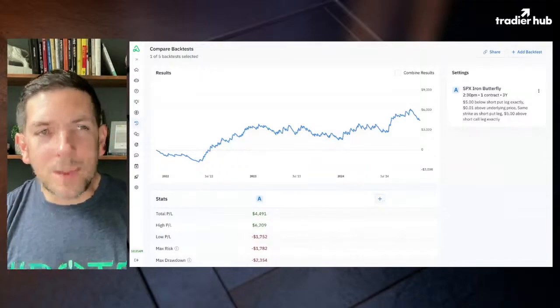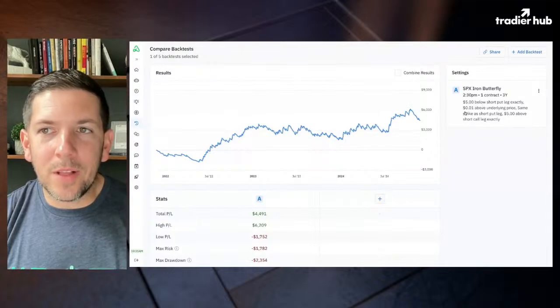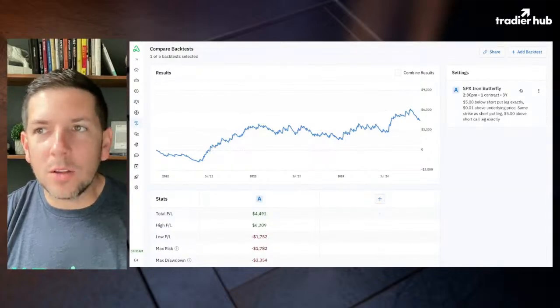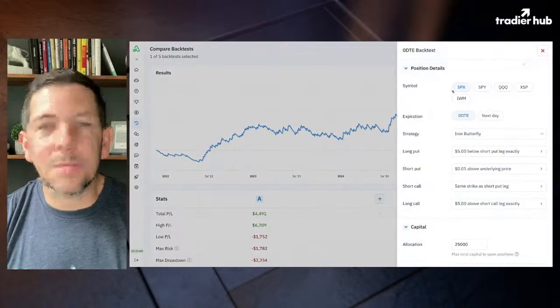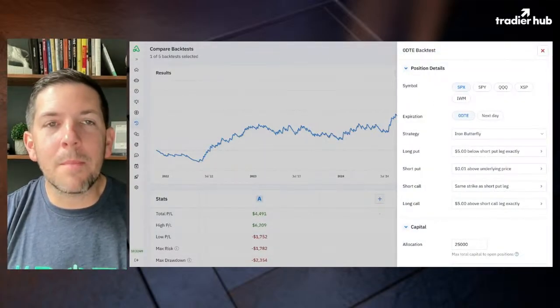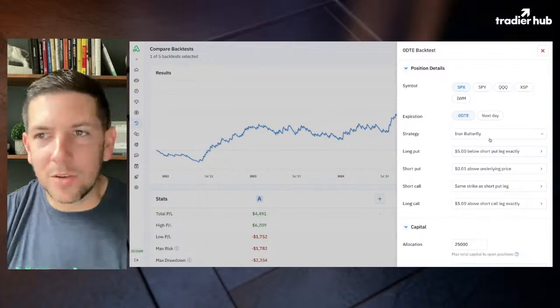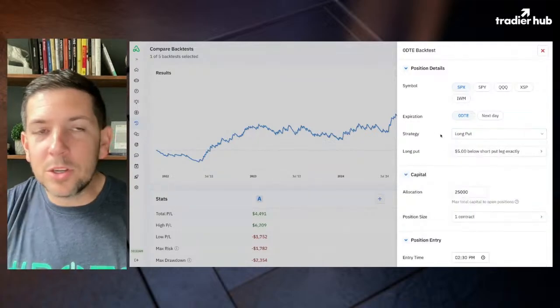Now, once we have this as a baseline, we don't have to just test iron butterflies in a vacuum. We can also add additional backtests. So let's add a backtest that's a completely different strategy, and then I can show you what we're doing by combining backtests together. So let's go in here and do a long put. We're just going to do a long put.